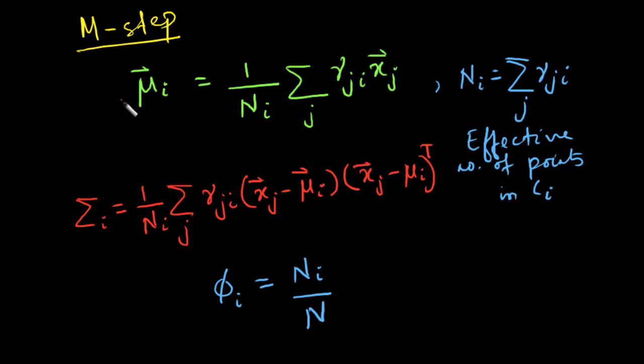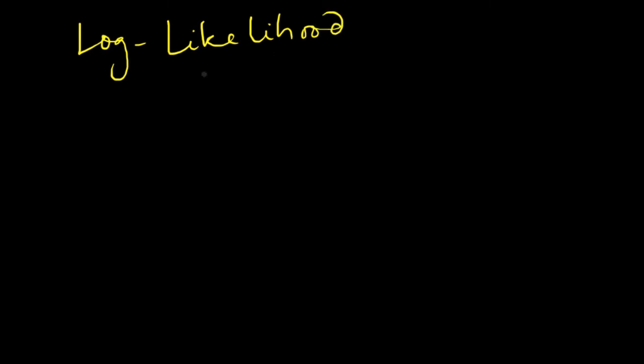So now this is your M step. You have your E step and you have your M step, and what do you do? You iterate in a loop till you reach convergence. Convergence means that these values for mu I, sigma I and phi I need to stabilize. Another option is the log likelihood function, and you can iterate till your log likelihood function is again stabilized.